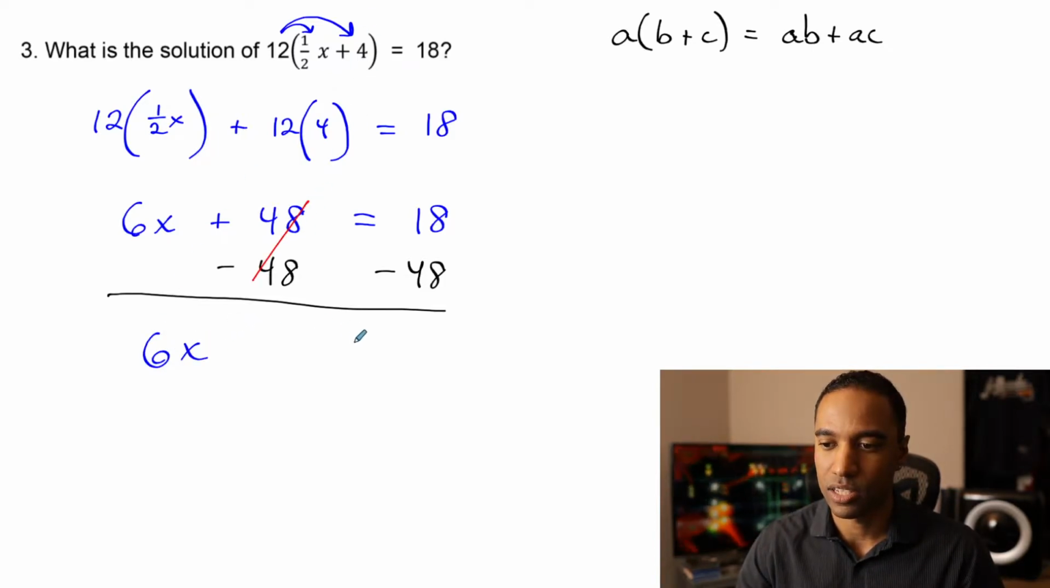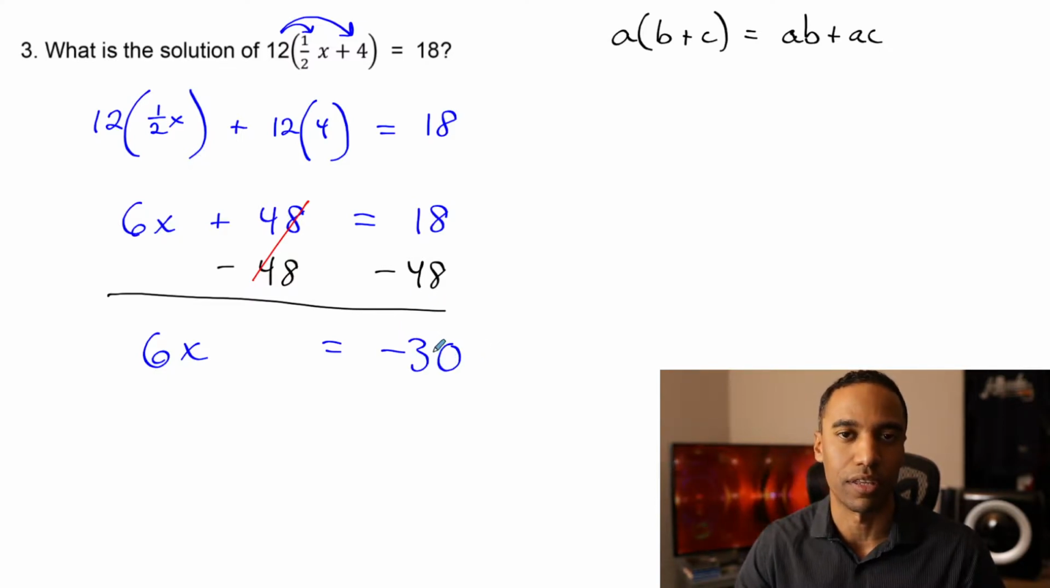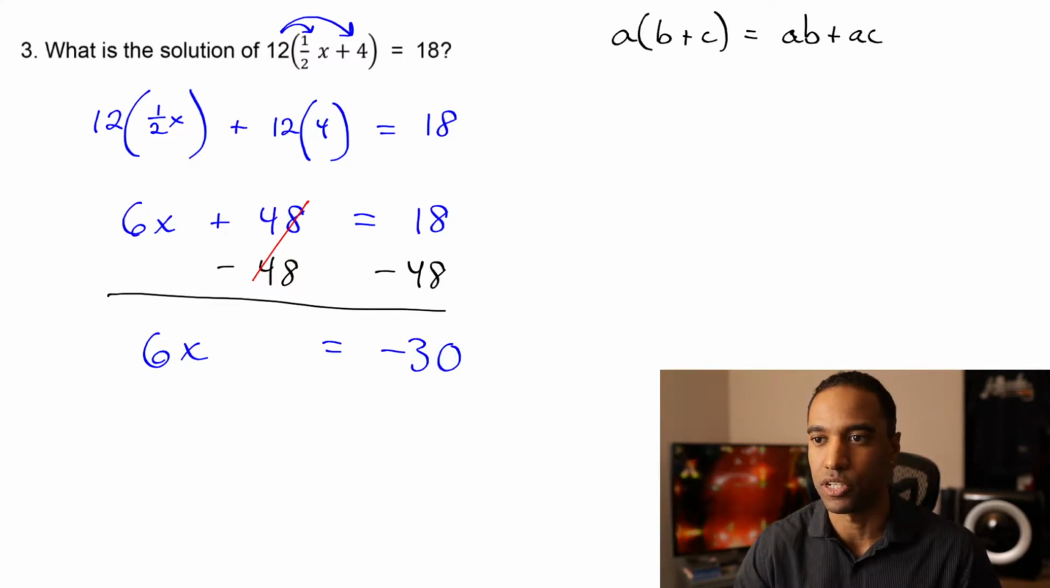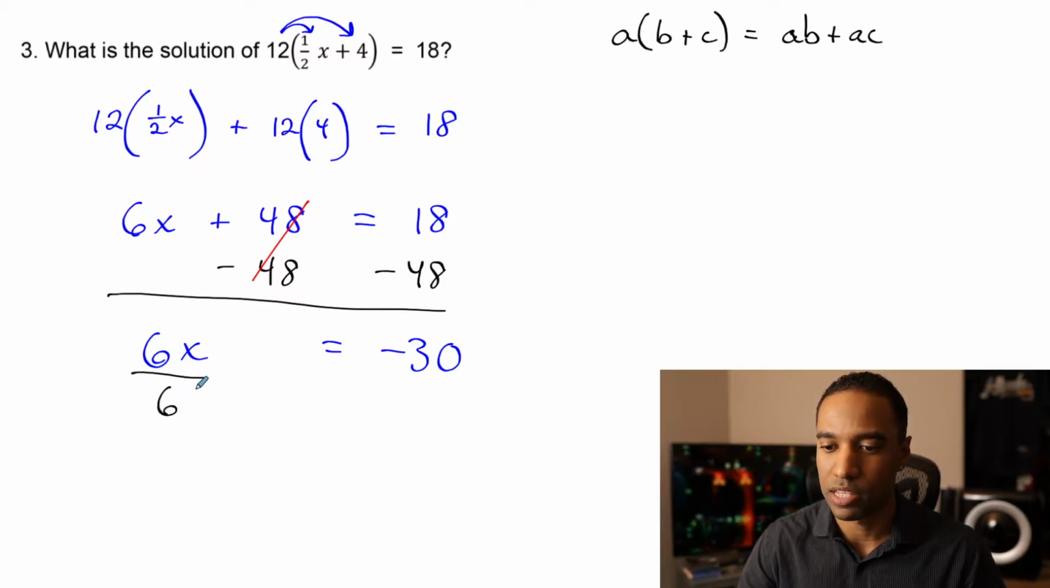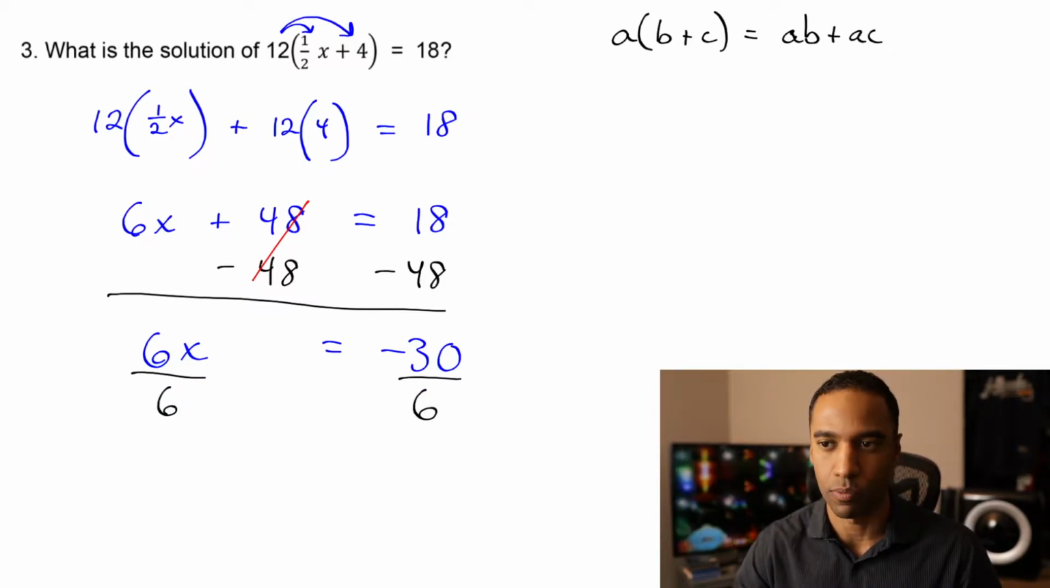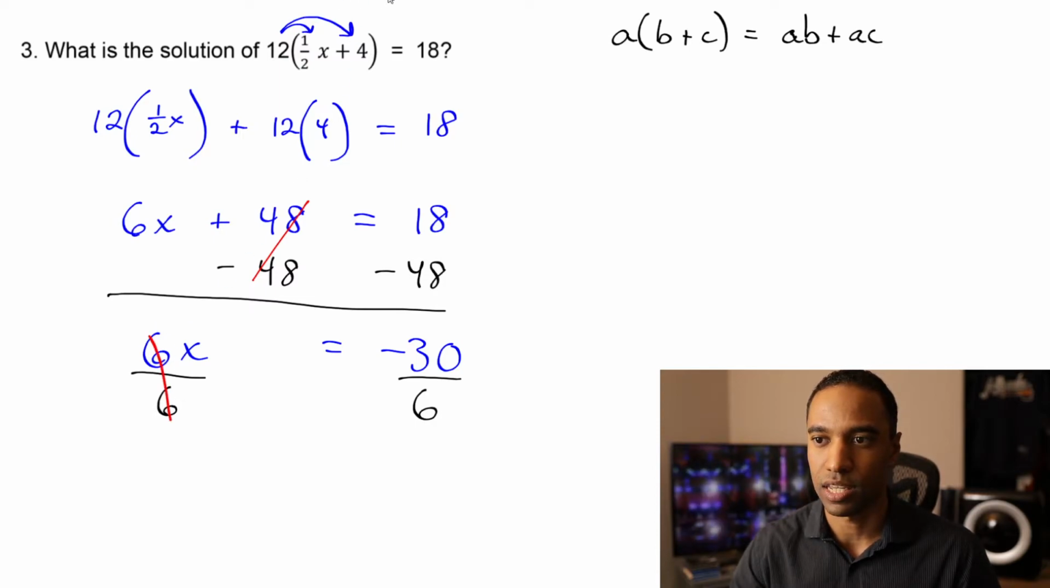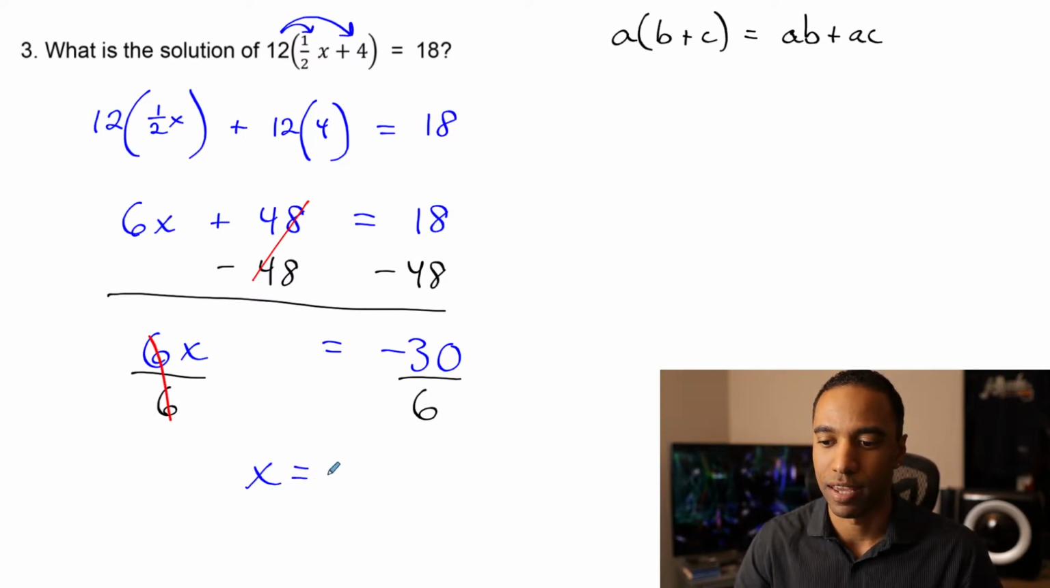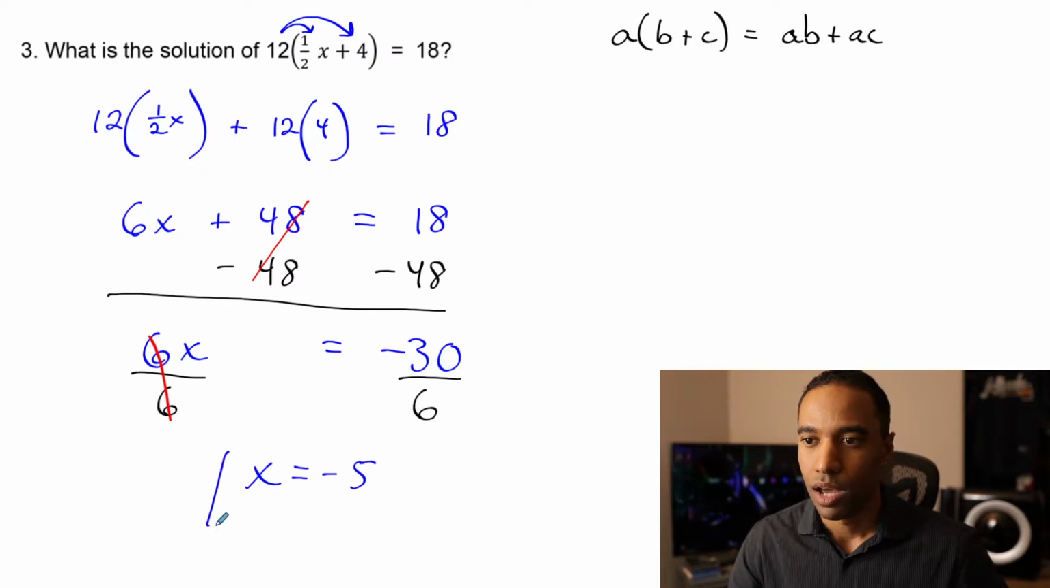So I have 6x equals 18 minus 48 is negative 30. You can have a calculator on you, I'm sure. Maybe, depends on the teacher. And if we divide both sides here by 6, as 6 multiplied with x, we're going to get x equals negative 5. X equals negative 5.